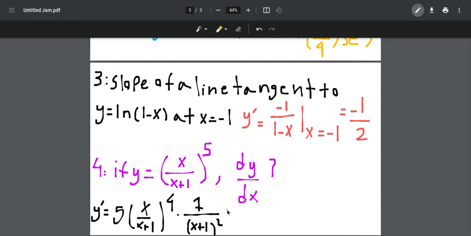After simplifying it, we can expand x over x plus 1 to the power of 4. We get x to the power of 4 over x plus 1 to the power of 4. So when combining the like terms, we get 5 times x to the power of 4, over x plus 1 to the power of 6. And that's it for this question.